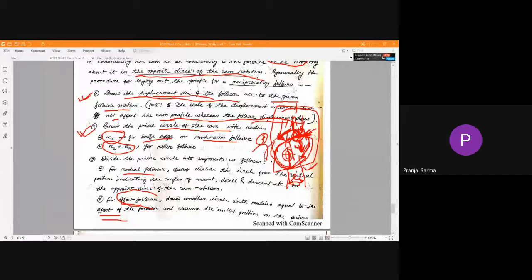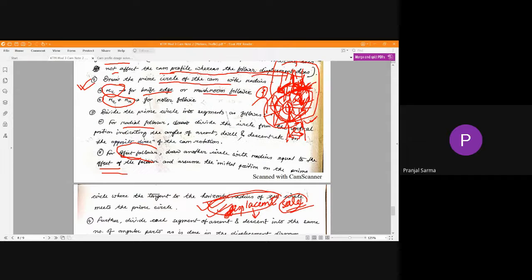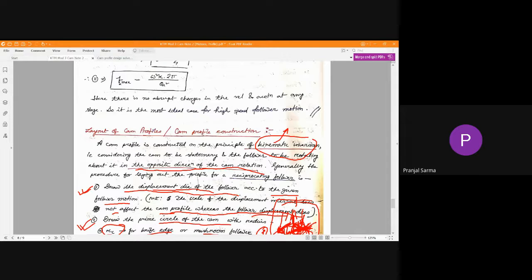So now if we have different divisions at different intervals, I can actually get the idea about where the position of that particular follower is at a particular position of the cam. From there I can get the idea about the position of that particular cam and the cam profile, that is the actual working surface. So this theory part basically is over.